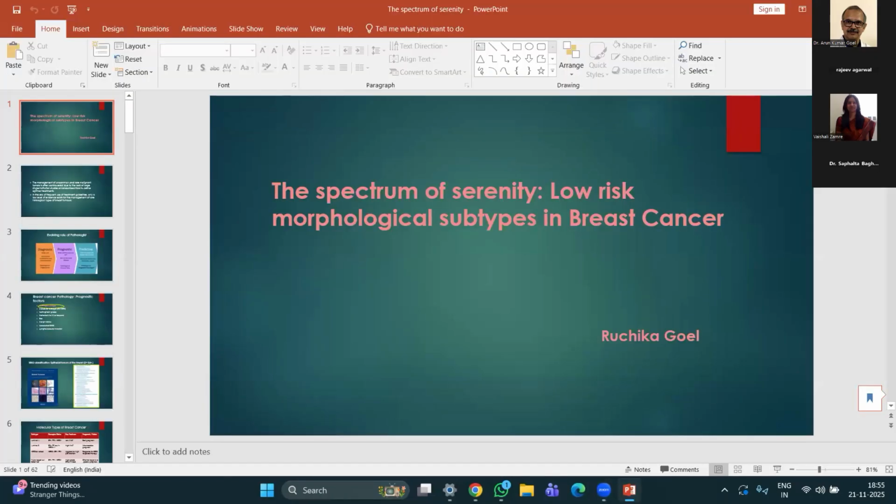Is the screen visible? Yeah, it is. Please do it on the screen, in slideshow mode. And my request to the speakers, Tanuja ma'am and Dr. Kavita, please stay with us so that we can discuss the question and answer session at the last.